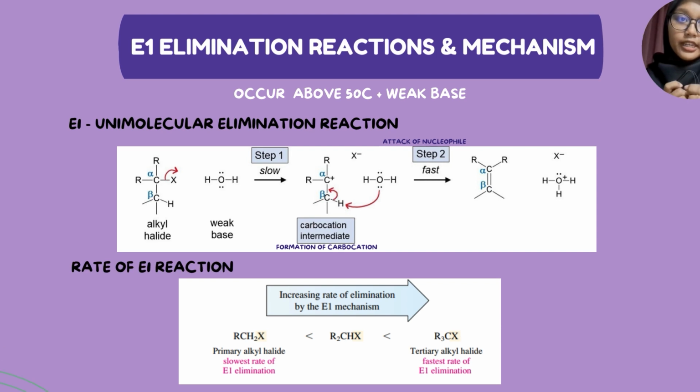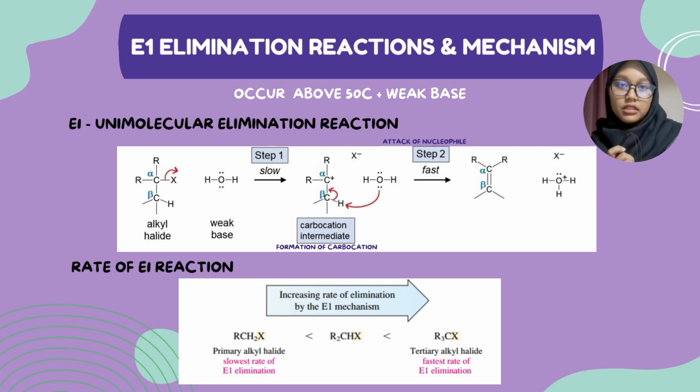Next is about E1 and E2 mechanism. I will talk about E1 mechanism first, and in the next slide I will talk about E2 mechanism. E1 is a unimolecular elimination reaction. It always occurs at temperatures above 50 degrees Celsius and reacts with liquids.